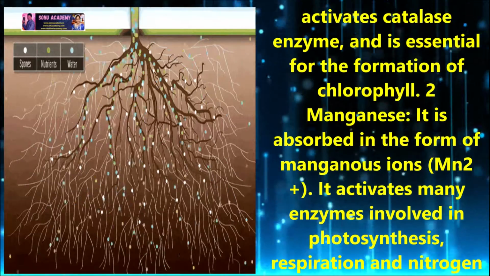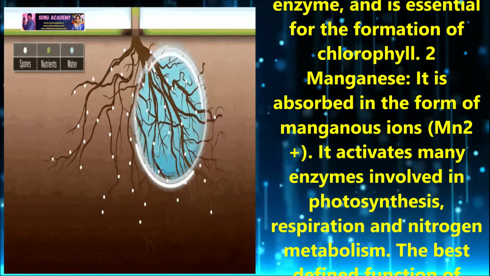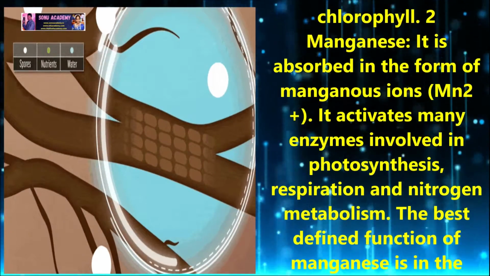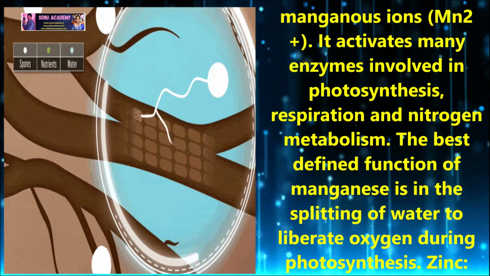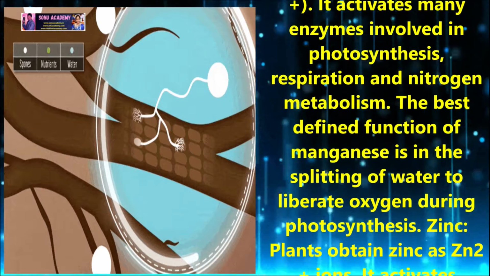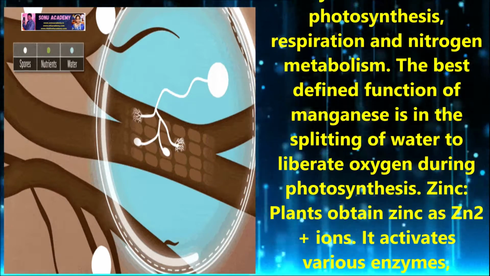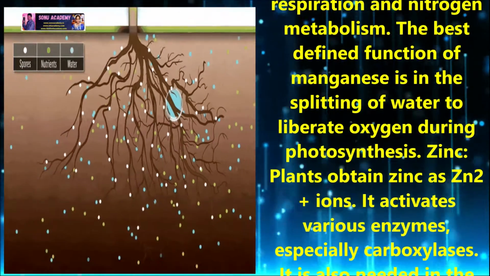Manganese. It is absorbed in the form of manganese ions Mn2+. It activates many enzymes involved in photosynthesis, respiration, and nitrogen metabolism. The best defined function of manganese is in the splitting of water to liberate oxygen during photosynthesis.